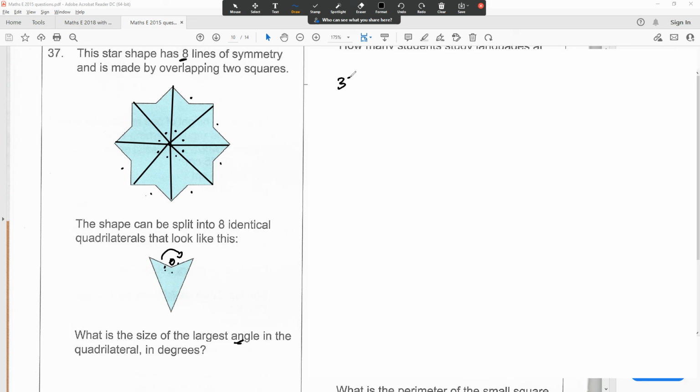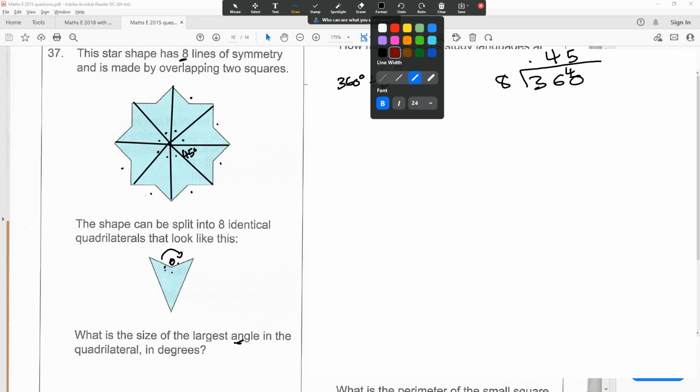So I take 360 degrees and I divide it by 8. And I use short division, right? So 360. 8 can't go into 3. It goes into 36 4 times. Remainder 4 goes into 40 5 times. It becomes 45. Right? So each of those angles in there is 45 degrees.